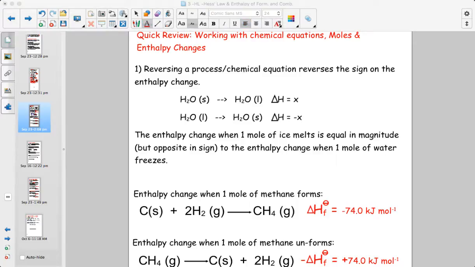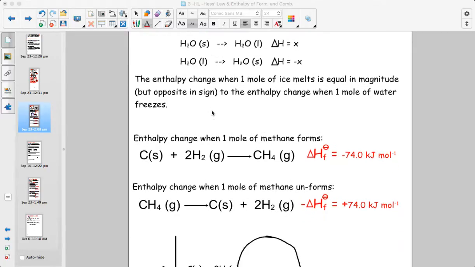If you think about this change being shown, water melting, solid to liquid, or liquid going to solid, the amount of energy change is exactly the same, but if you're going from solid to liquid, that would be a positive endothermic change, and liquid to solid would be an exothermic change. So the enthalpy change when 1 mole of ice melts, or when it freezes, is equal in magnitude, but when it melts, it's positive, and when it freezes, it's negative. So flipping this chemical equation or this physical process right here, it's an opposite enthalpy change.